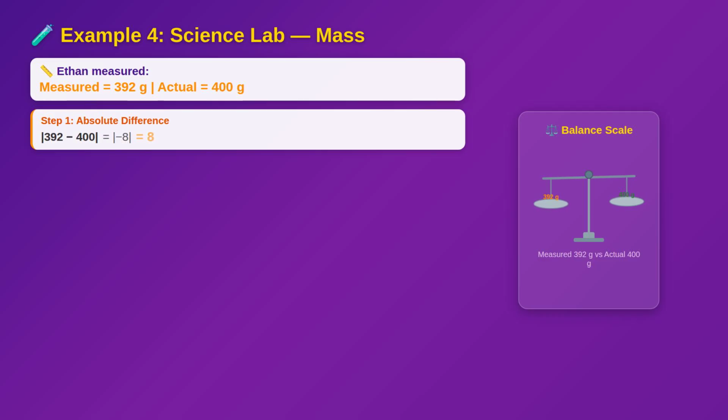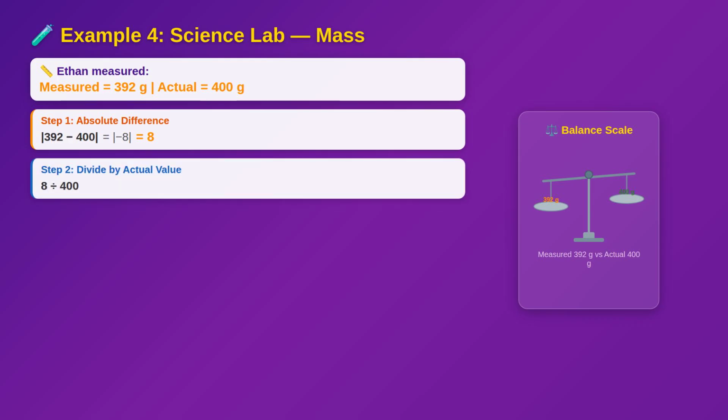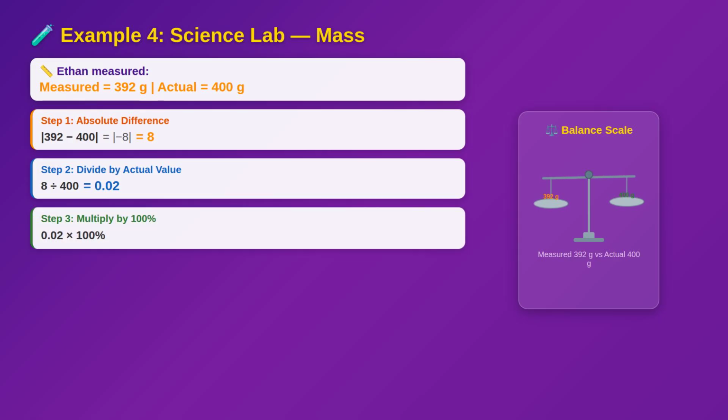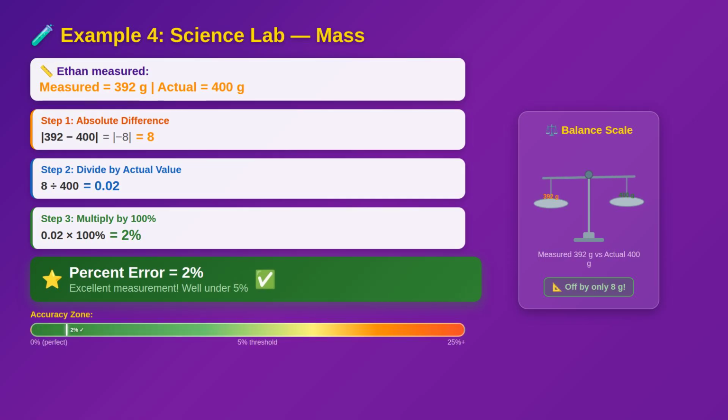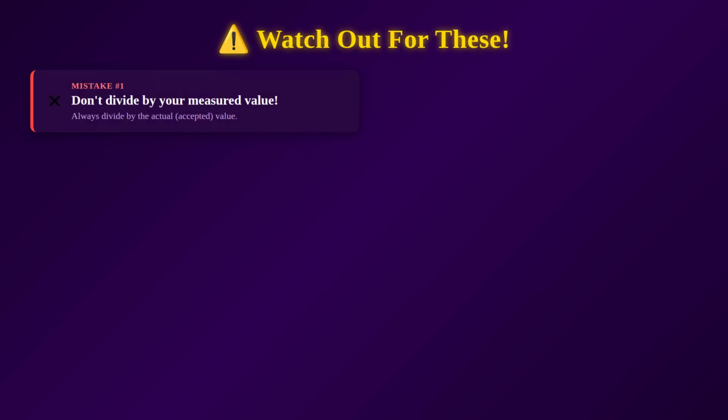Last example. Ethan uses a scale in science class and measures a rock at 392 grams. The actual mass is 400 grams. Let's calculate the percent error. Step 1. Absolute difference. 392 minus 400 equals -8. Absolute value is 8. Step 2. Divide by the actual value. 8 divided by 400 equals 0.02. Step 3. Multiply by 100%. 0.02 times 100 equals 2. Ethan's percent error is 2%. Excellent, that's well under 5%. The school scale is working great, and Ethan measured carefully. Science class is going well for him.